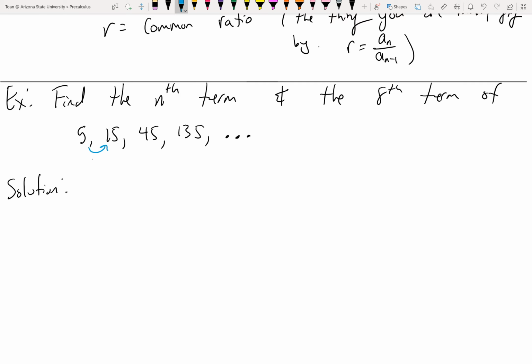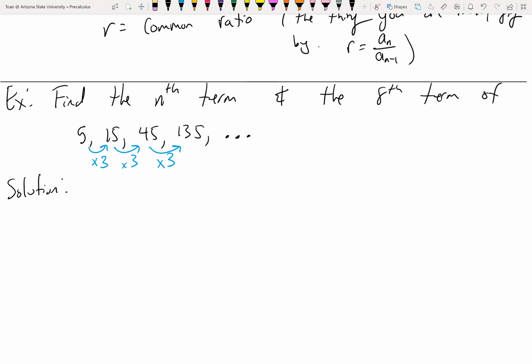I think the numbers are simple enough that everyone can pick up the pattern. The pattern should be times 3, right? Times 3, times 3, times 3. Now let's pretend that you didn't know that. Let's pretend that you couldn't see that. Remember the definition of r. You can always find out what r is.